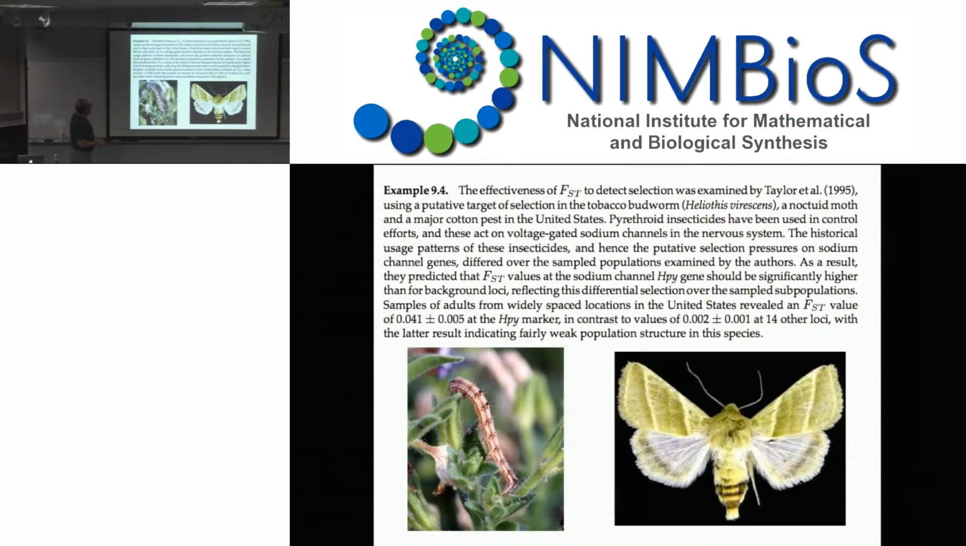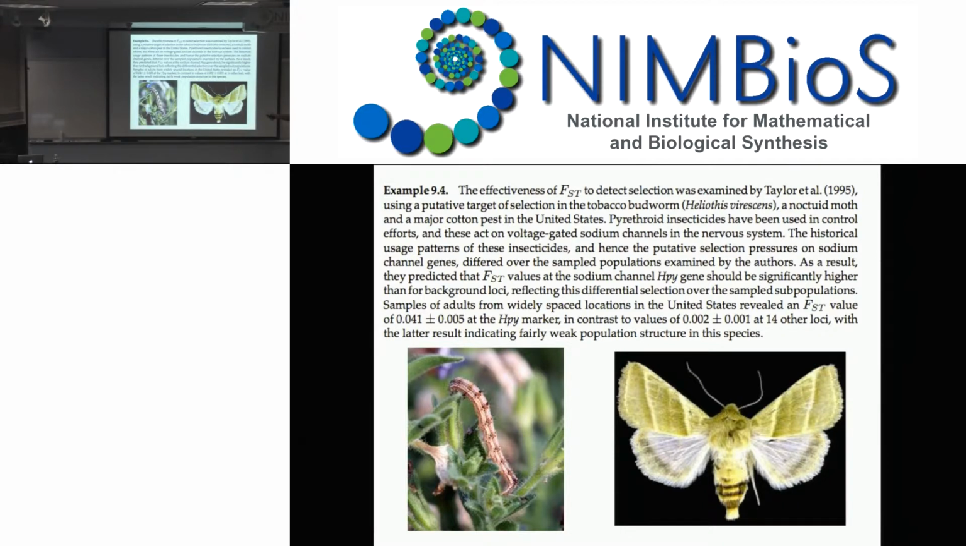So here is the tobacco budworm. There's the little larvae, very cute. And so Martin Taylor, who was at Chicago at the time, was looking at voltage-gated sodium channel genes. The reason is that pyrethroids, insecticides made from chrysanthemums, attack those. So what they were asking is, is there excess divergence in these voltage-gated sodium channel genes if I look across populations of this, because certain populations have been exposed to pesticides and others haven't, just given regional uses.